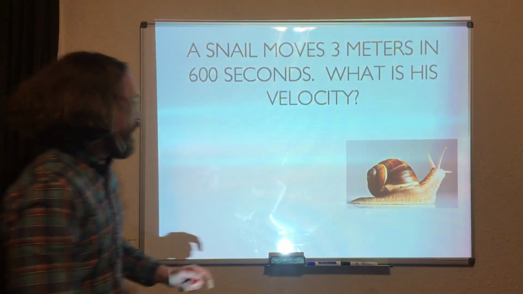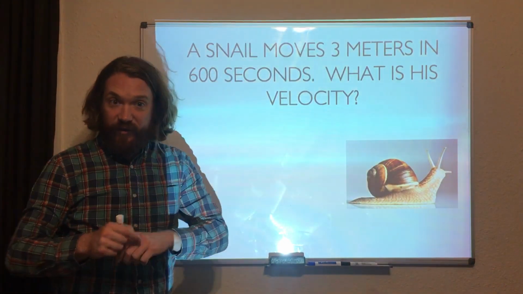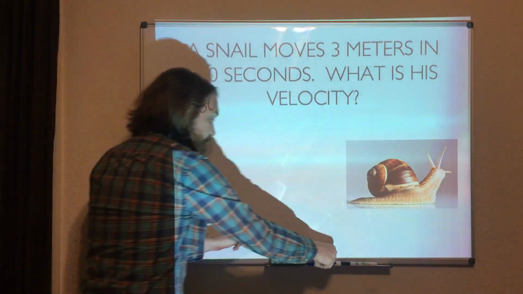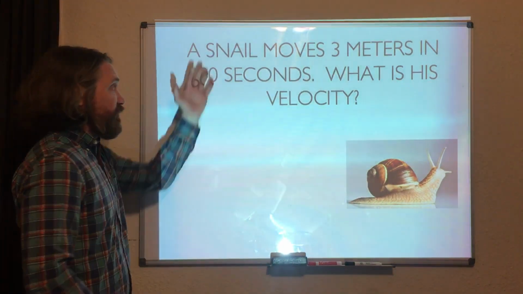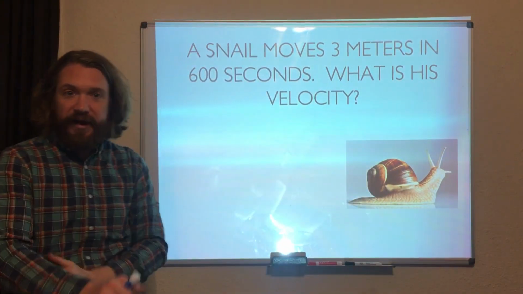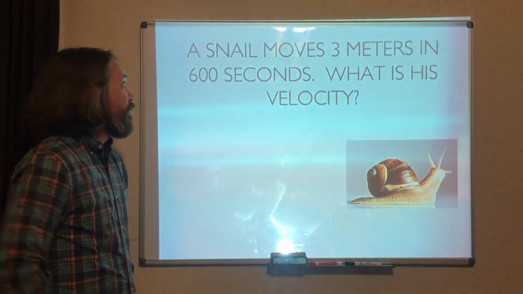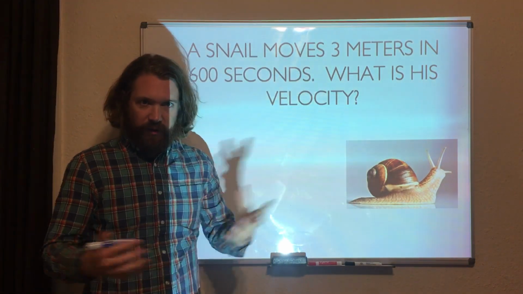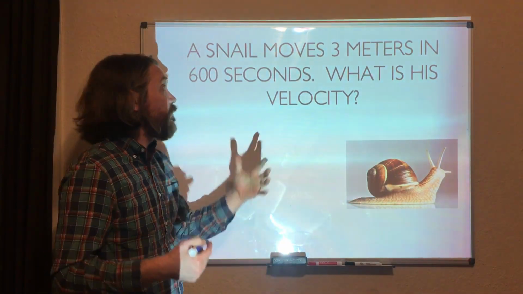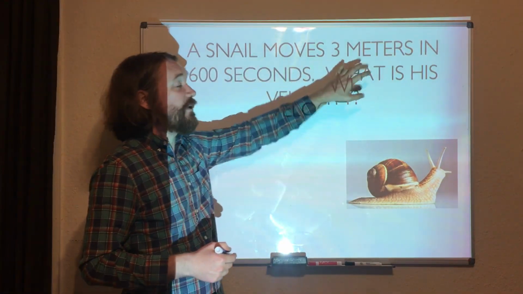Okay, 10 seconds. Let's find this snail's velocity. The first thing we're going to do is write down our givens. How do we find this? We read the problem and we write down what we know. A snail moves 3 meters in 600 seconds. All right, this is what I know. Find your numbers. A snail moves 3 meters.